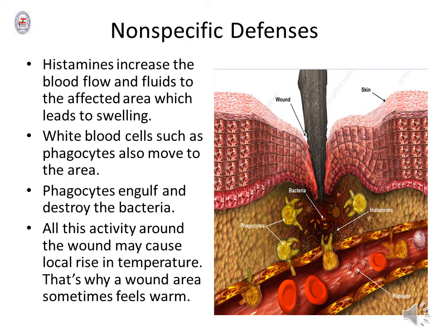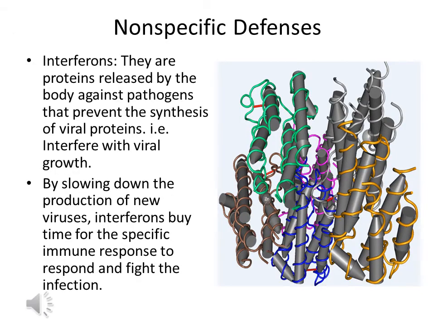Histamines increase the blood flow and fluids to the affected area, which leads to swelling. White blood cells such as phagocytes also move to the area. Phagocytes engulf and destroy the bacteria. All this activity around the wound may cause a local rise in temperature. That's why a wound area sometimes feels warm. We have discussed what happens with inflammation.